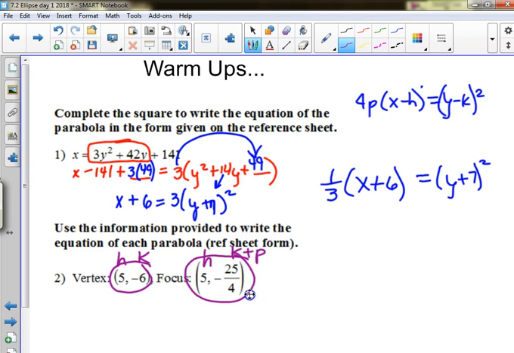All right, some of you are totally lost what to do. Right here, this means negative 25/4 equals K plus P. But what do we already know? K is negative 6. So to find P, I add 6. Anybody know what that is? Negative 25 divided by 4 plus 24/4.